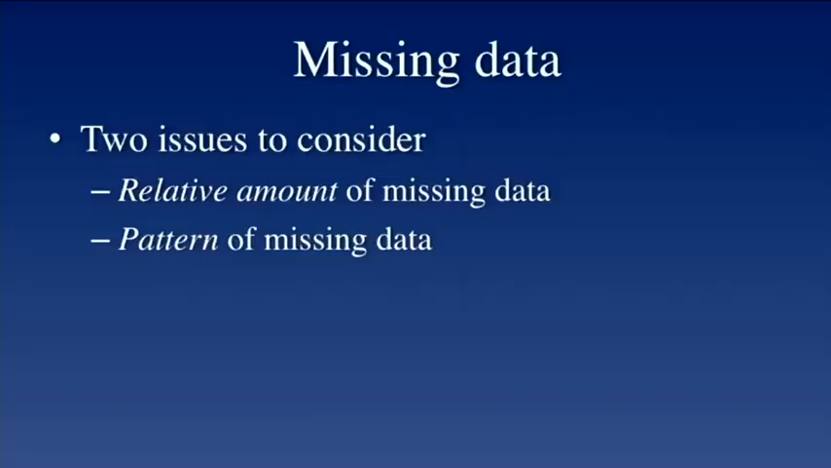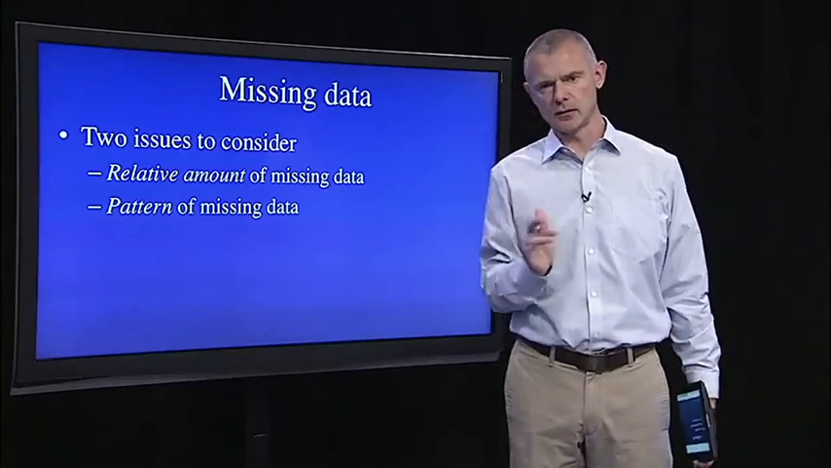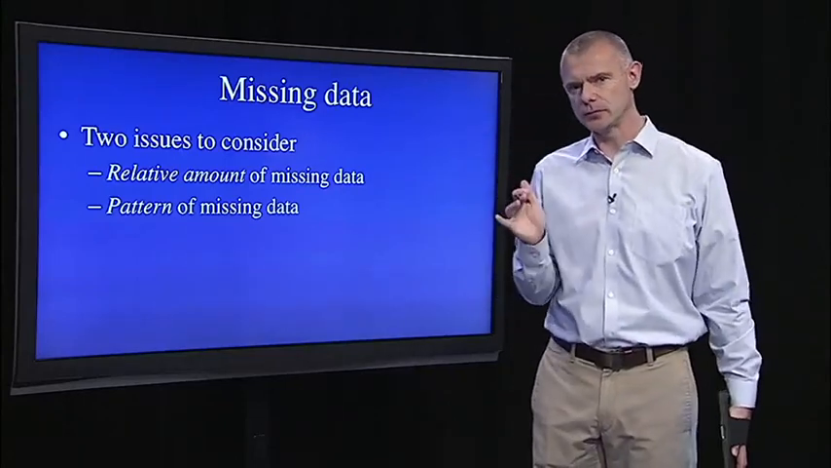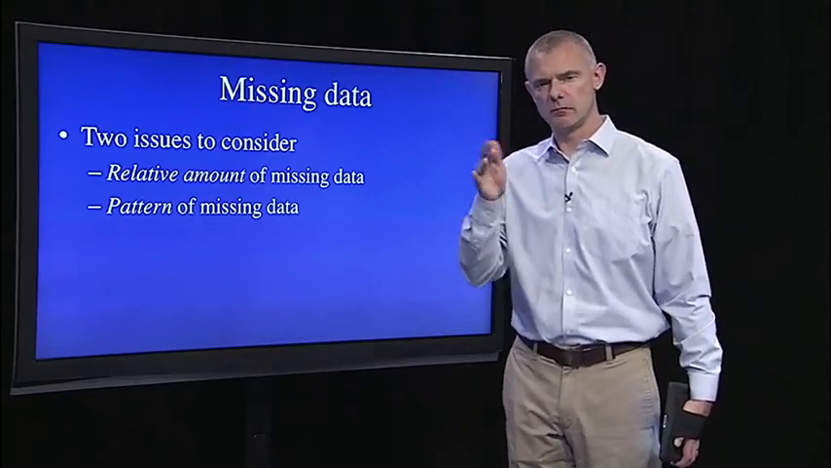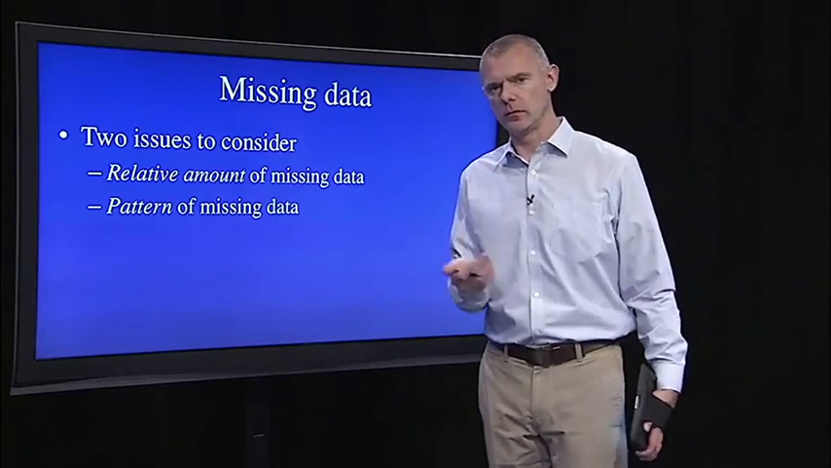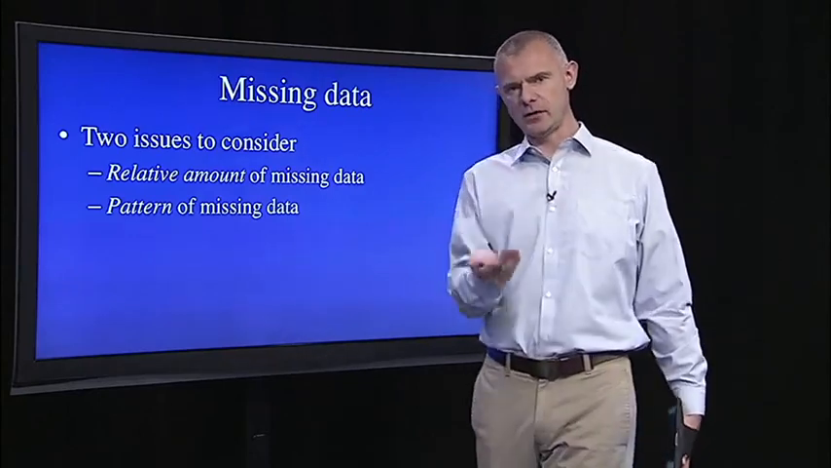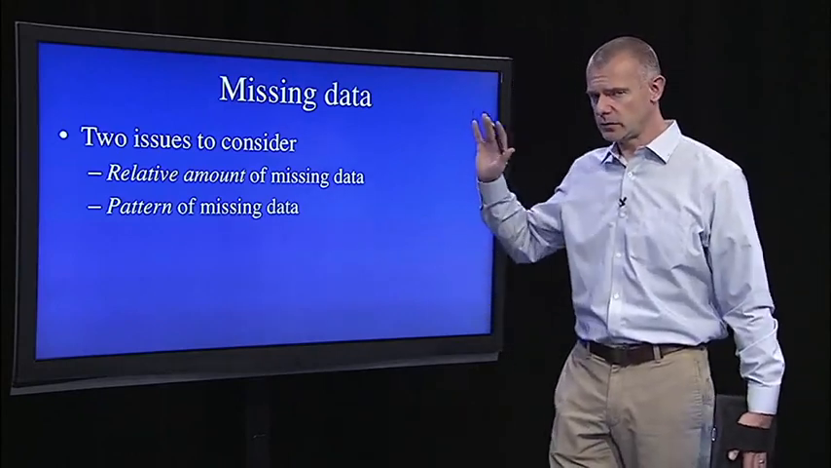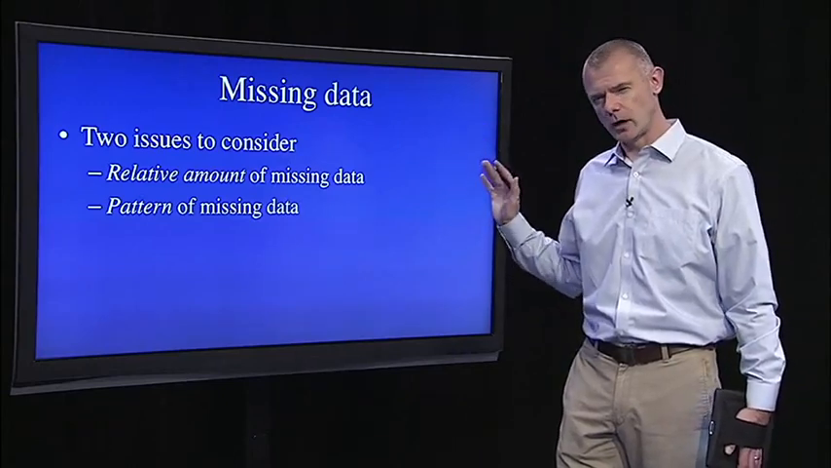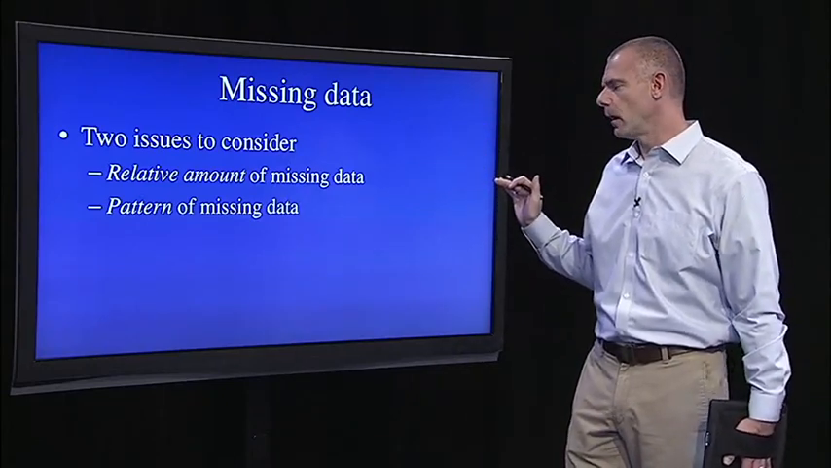One is just the relative amount. So relative to the total amount of data you have in your entire data structure, how many cells are missing? What percentage? If it's a pretty low percentage, then no worries. You can maybe drop them, or we can estimate values, and we'll talk about how to do that. If it's a large percentage, then you're in trouble, and there's not much you can do.